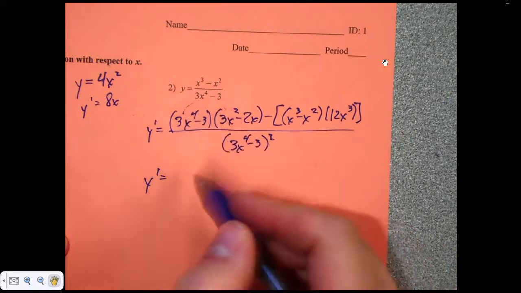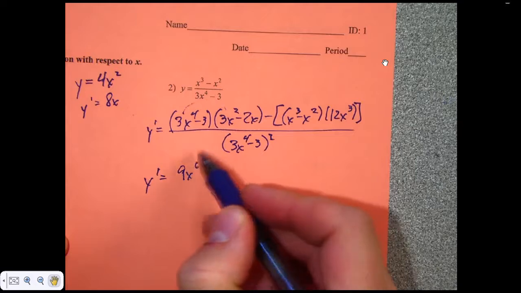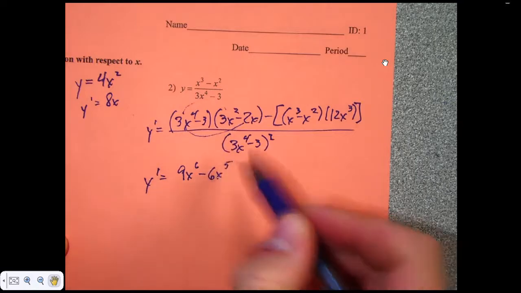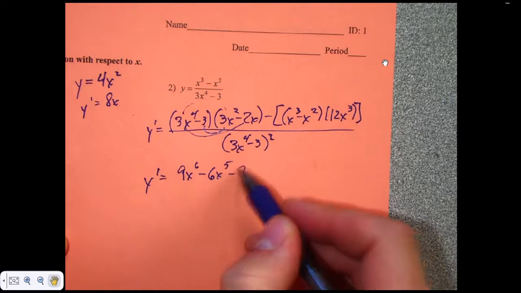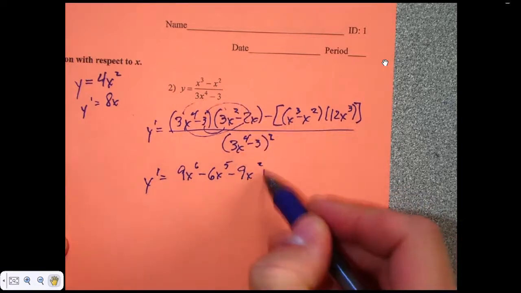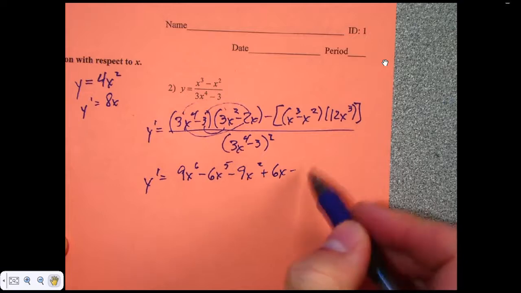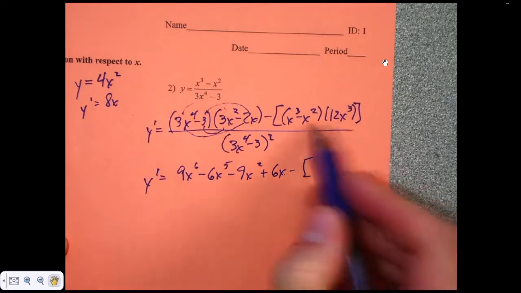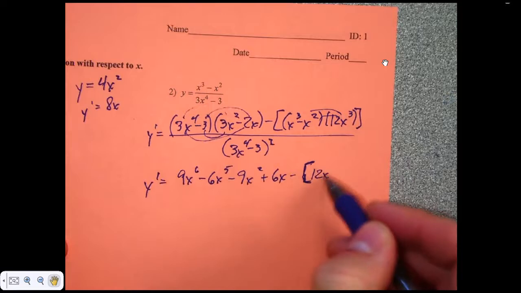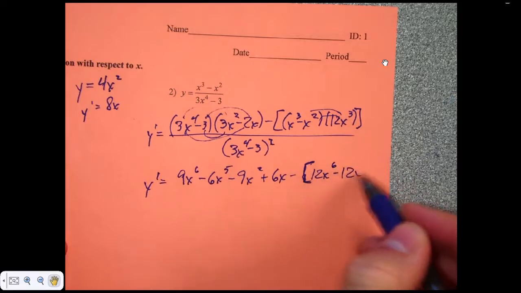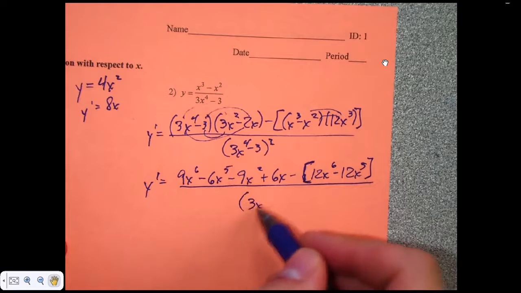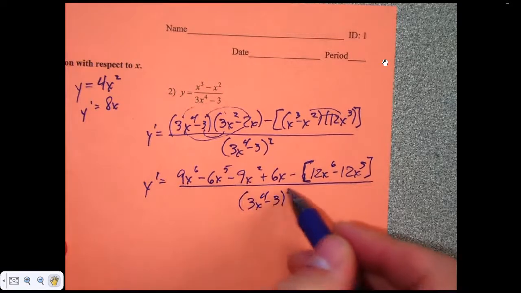I'm going to FOIL here, so it'll be 9x to the 6th. Outside will give me 6x to the 5th. Inside is negative 9x squared, and last is positive 6x. And then minus, and I'm still inside this big bracket, if I distribute here, 12x to the 6th minus 12x to the 5th. That's still all over the bottom squared.